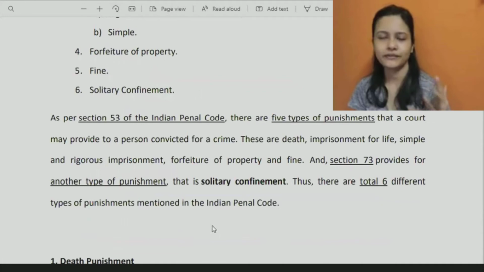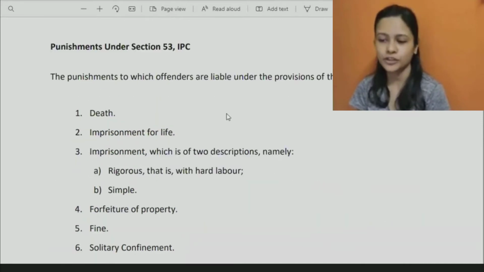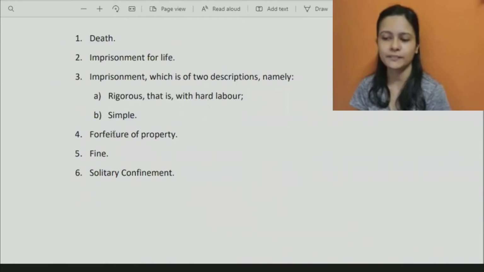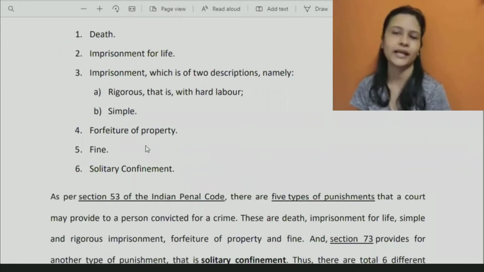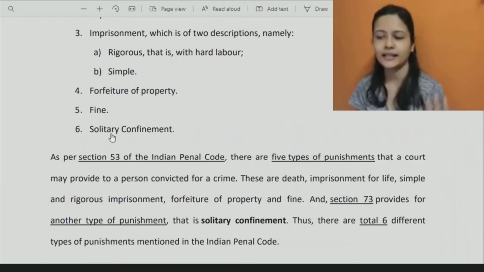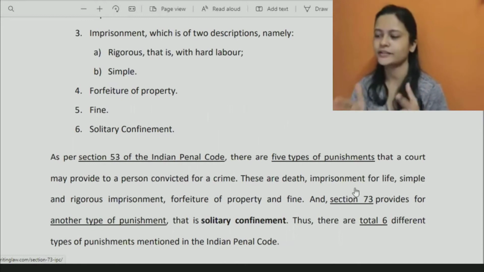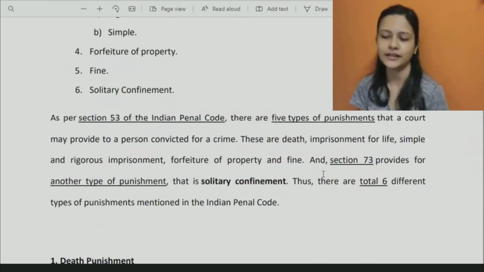Now, there are 2 very important sections that we need to remember for the punishments part. First one is section 53 that talks about these first 5 types of punishments, that is death, imprisonment for life, rigorous or simple imprisonment, forfeiture of property, and fine. These 5 types are given in section 53, and the last one, solitary confinement, is given in section 73. So together, both these sections taken together, we have 6 different types of punishments mentioned under IPC.